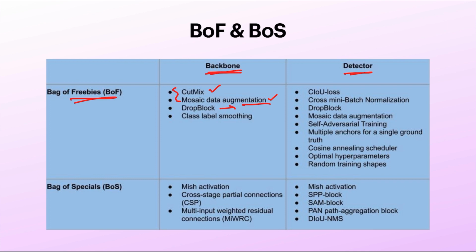So you might have heard about dropout, randomly eliminating some of the neurons in the model. In a similar way, drop block is used here. Instead of dropout, drop block is used.